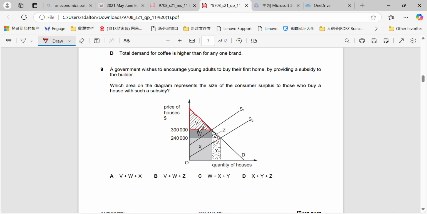So before the subsidy, the consumer surplus would be this area V, right? Now after they shift the supply curve, the consumer surplus will now have an equilibrium price of $240,000, and therefore all of this additional area, which is now above the equilibrium price to the top of the demand curve, to include V, W, and Z, will all become part of the new consumer surplus. This is the gain in consumer surplus. W and Z is from the subsidy. So that will leave us with B as the correct answer there.